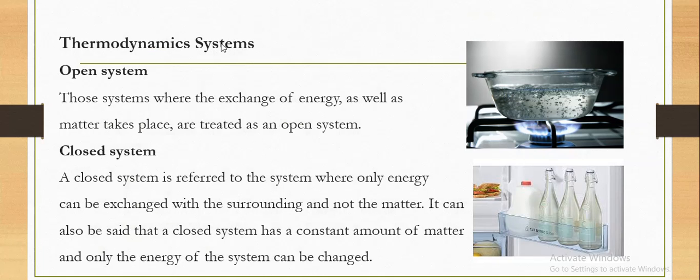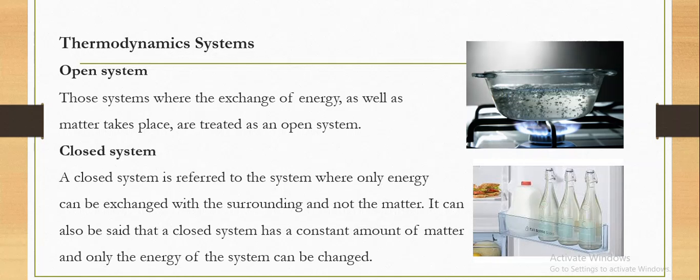Now, let us know about the various thermodynamic systems. First one is open system. Those systems where the exchange of energy as well as matter takes place are treated as an open system. For example, water is boiled on a stove without it being covered. The container behaves as an open system because it receives heat energy from an external source and the matter being released is water vapors. So the image says it all.